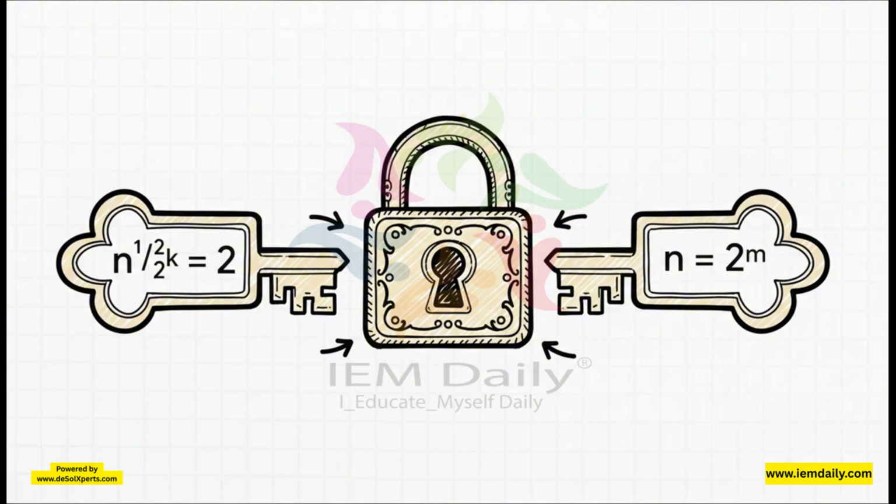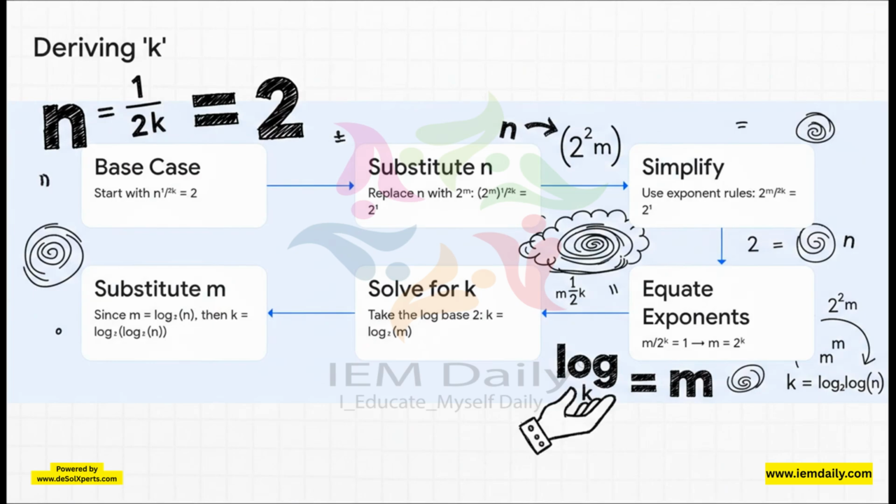Second, to make the algebra a whole lot cleaner, we're going to change our variable. Any number n can be written as 2 to the power of something, right? So we'll just substitute n equals 2^m. This is a classic trick for making exponents much easier to handle. Let's walk through the math step by step.